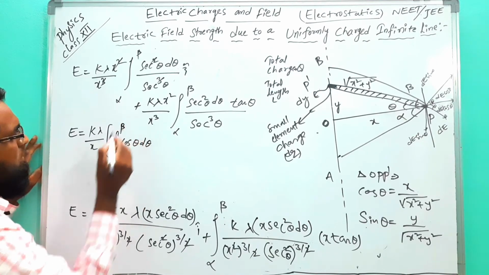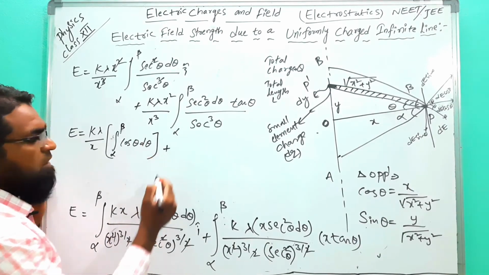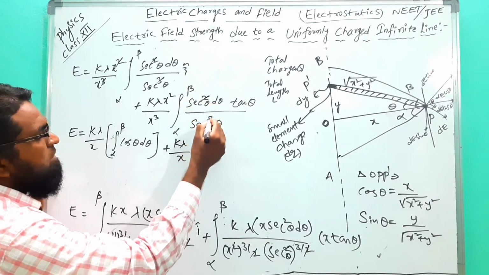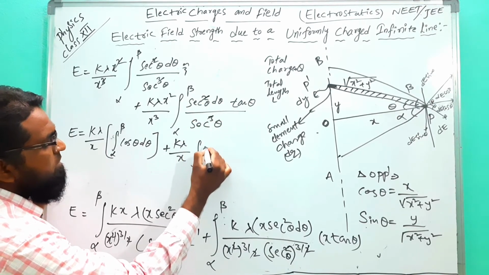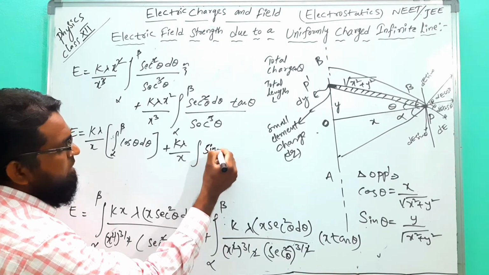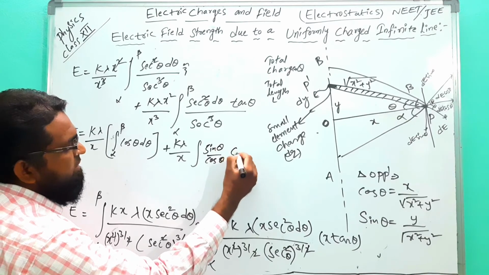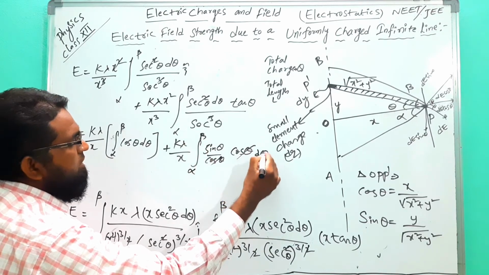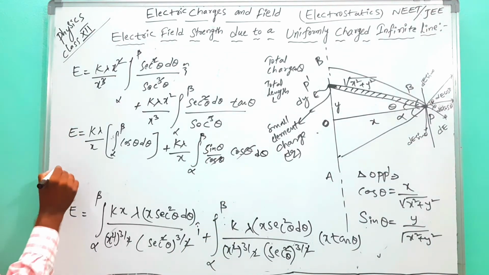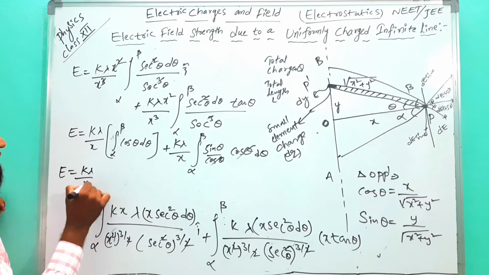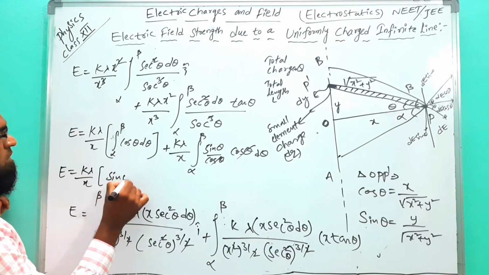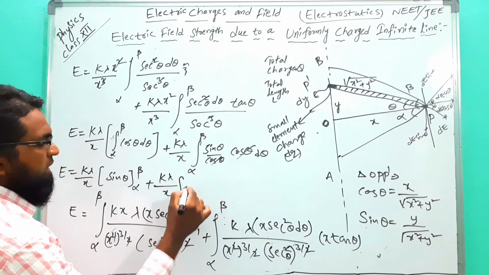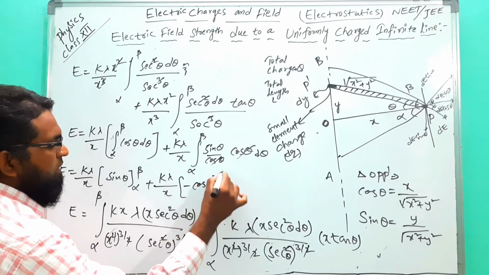From alpha to beta. Okay, next point, see clearly what happens. So k lambda by x, and the integration, this is secant cube, tan theta by 1 by secant, which means tan theta is sin theta by cos theta into 1 by secant theta, which is cos theta, so cos theta cancels. So the integration from alpha to beta of sin theta d theta, so E equals k lambda by x, integration of cos theta means sin theta, so sin theta from alpha to beta, plus k lambda by x, so sin theta minus cos theta from alpha to beta.